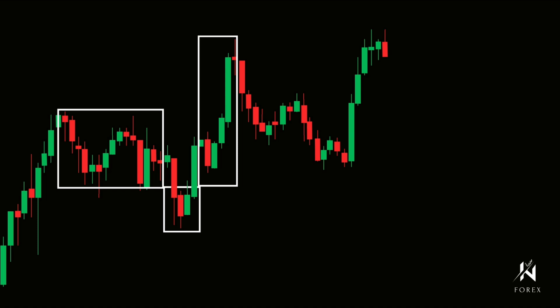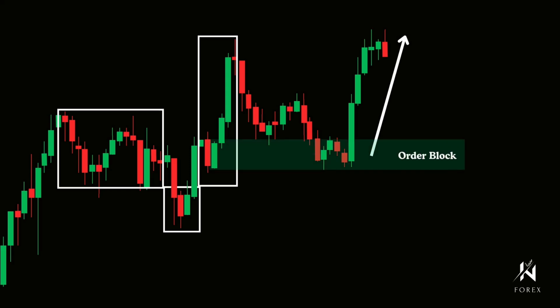Also, if you glance at the 1-hour chart, you'll notice that the setup was equally favorable for a long position using the same power of three concept. This 1-hour order block served as yet another strong area to consider entering a trade.